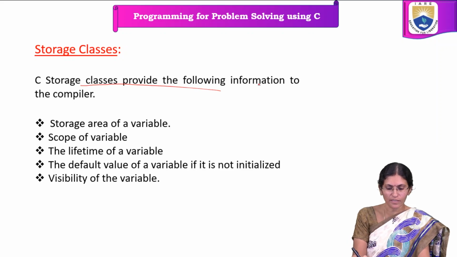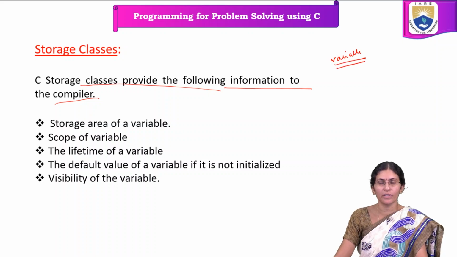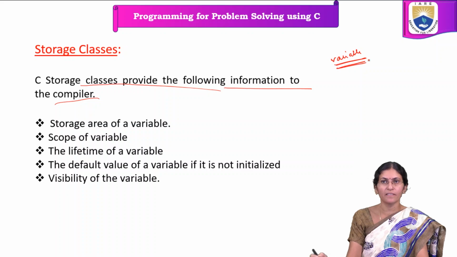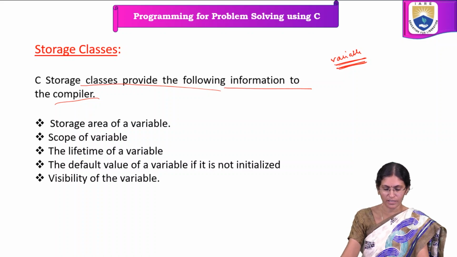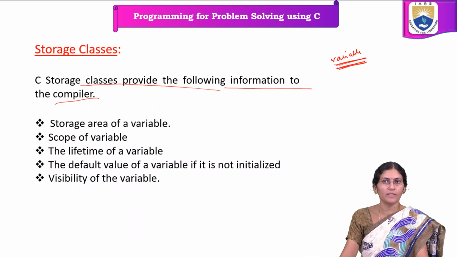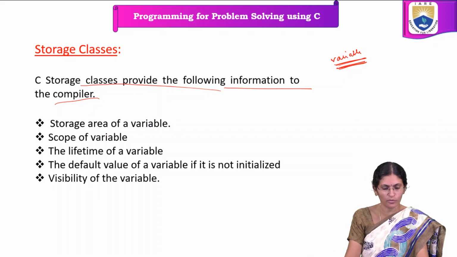C storage classes provide the following information to the compiler. As we know, storage class is associated with a variable. We have seen the properties of a variable. What is a variable? It is the name given to a memory location, and associated with the variable there is a data type. Along with this information, there is a variable modifier, also called storage classes. They determine the storage area of the variable.